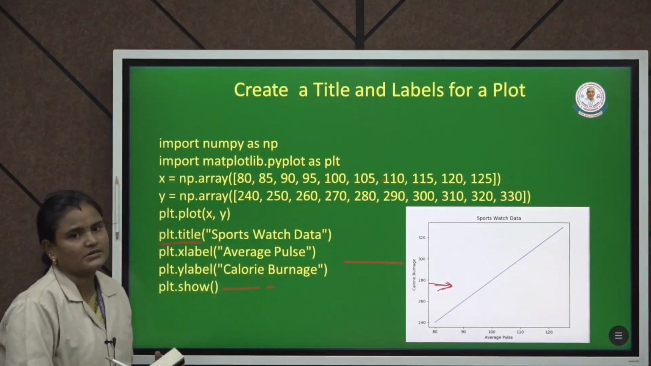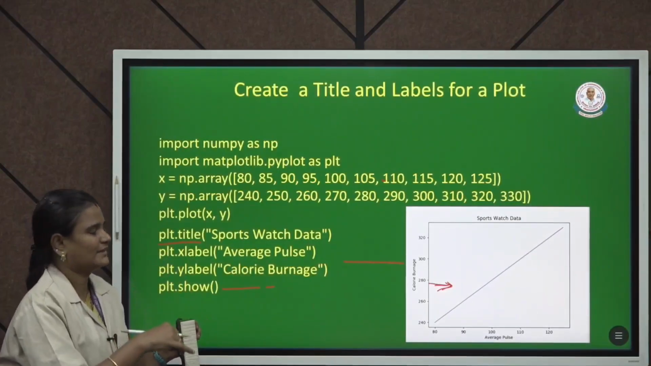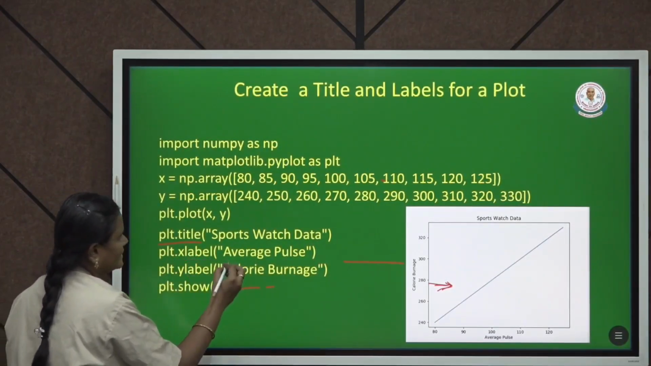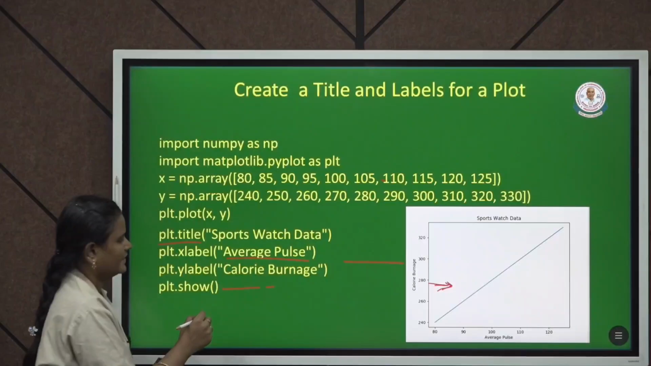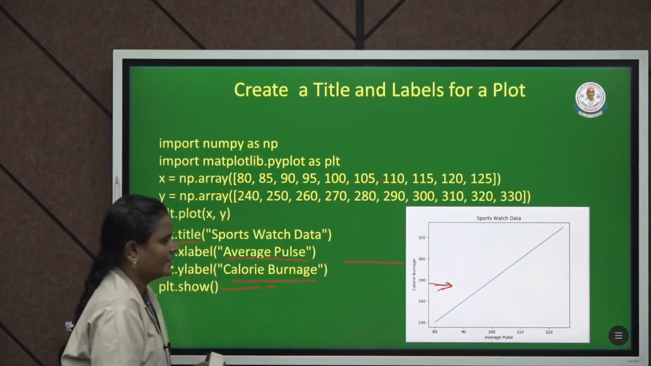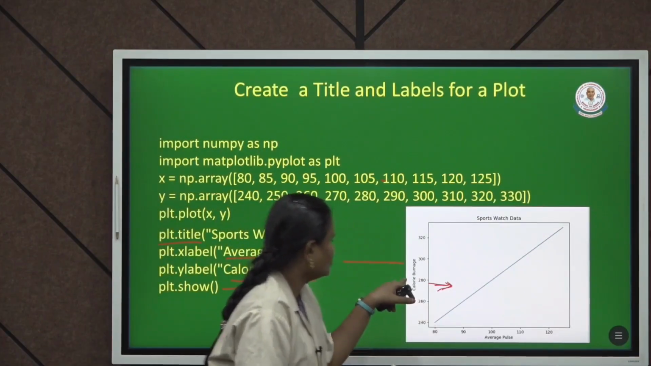We are also giving data for the x-axis and y-axis. For the x-axis label we are giving average pulse, and for the y-axis we are giving calories. It will be generated on that x-axis and y-axis.